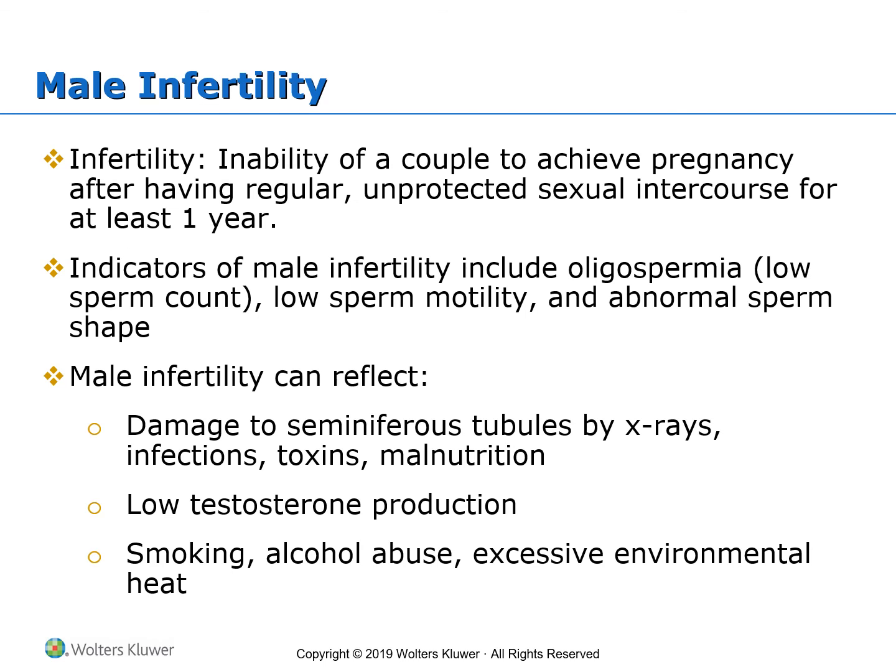We'll discuss now issues related to infertility. Infertility is defined as the inability of a couple to achieve pregnancy after having regular and unprotected sexual intercourse for at least 1 year. Whenever we are analyzing an infertility case in a couple, we examine both the male and the female, and about a third will be related to the male, a third will be related to the female, and a third of the cases will actually have both partners having issues.